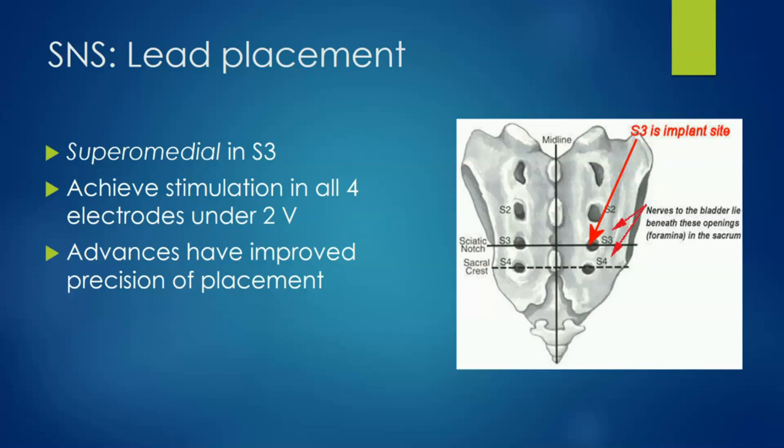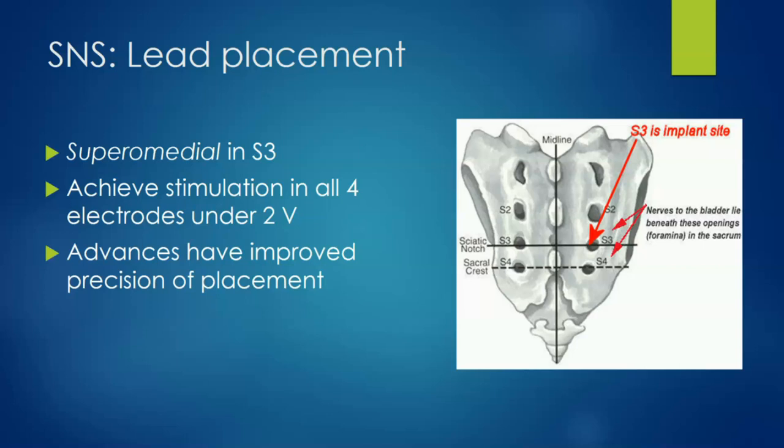Again, superior medial in the S3 nerve. I'm going to show you some x-rays and tell you how to localize that, okay? What you would like to do is achieve stimulation at less than 2 volts in all 4 electrodes. And when I first heard that, I thought, my gosh, that's impossible. You got to be kidding me. I used to come out of the OR after working for an hour and a half, and if I got 2 electrodes that were like 7 or under, I'd be like, great, that's great.